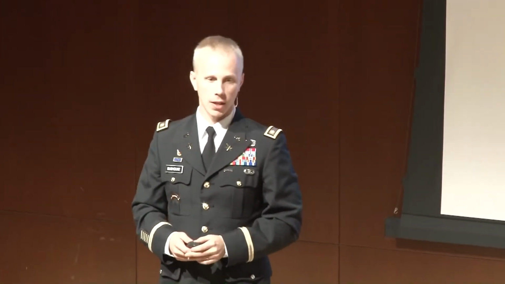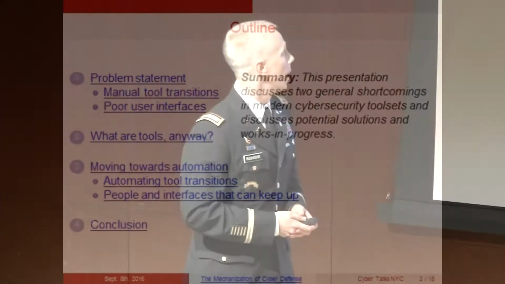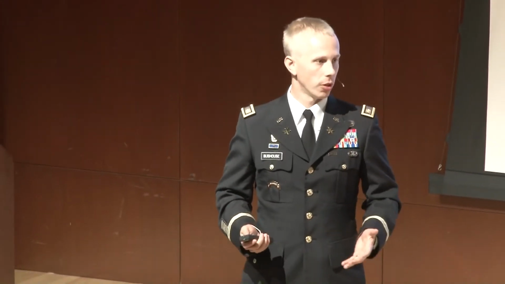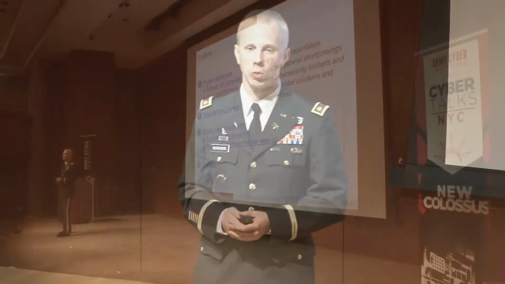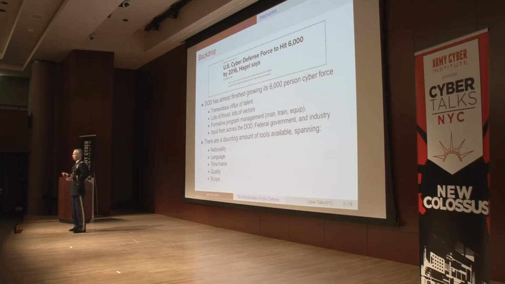So here's our problem statement. We're going to focus on two sub-problems that we've identified. Manual tool transitions, so that is the act of a human having to bridge the gap, the difference between the execution of two tools. And also poor user interfaces. So our user interfaces are exacting a tax on our operators. They're distracting our operators. They're costing more time. We need to look at that as well. We're going to take a quick break, talk about what tools are anyway, and then we're going to get into some potential solutions in the short term that we can use to address this problem in a short amount of time.